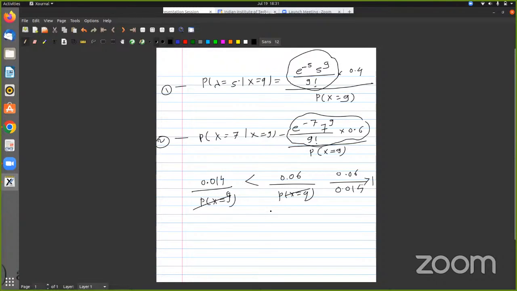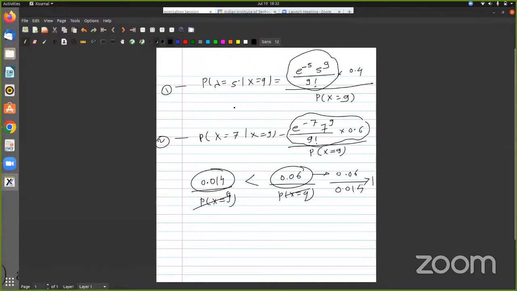Yes, sir. Correct. So why is 0.06 greater than 0.014? Because when I divide 0.06 by 0.014, it gives me a value greater than 1, right? So from there also we can say that this is greater. Here by looking at the values we can say, but in the other case, if I do the division operation, how can I say that equation 1 is greater than equation 2, or equation 2 is greater than equation 1?